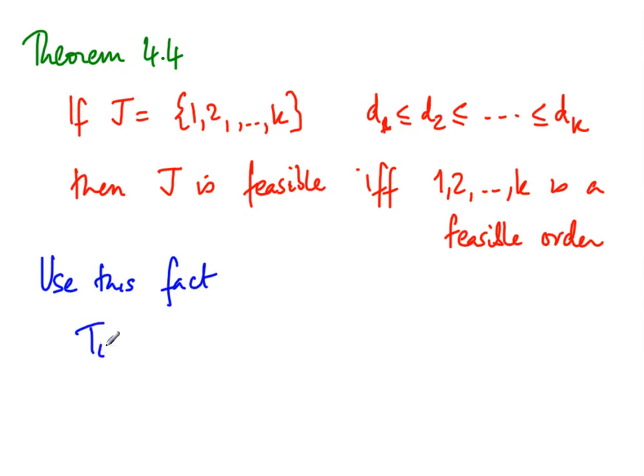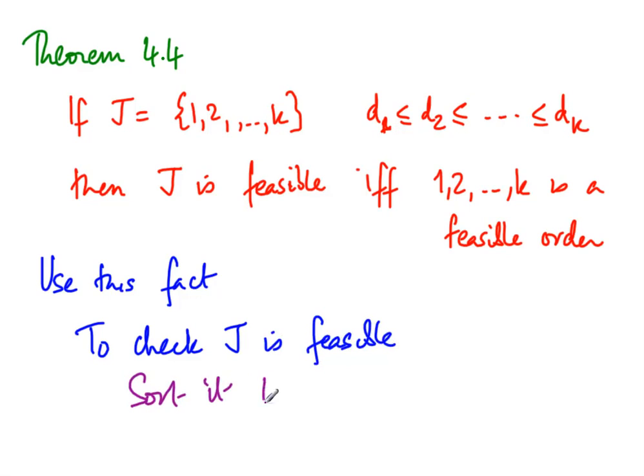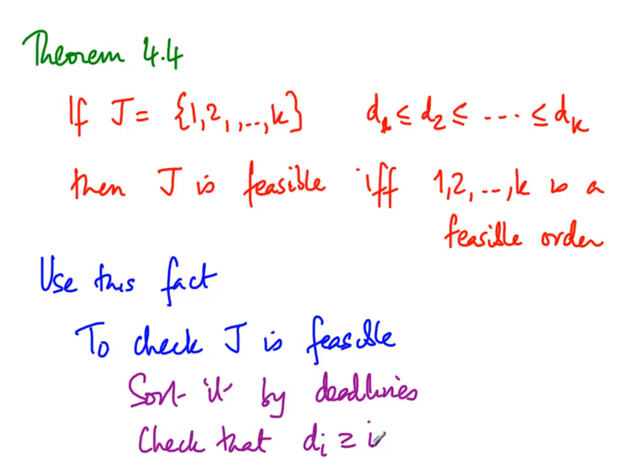what it means is that to check that j is feasible, all we have to do is first sort it by deadlines, and then we have to check that each job meets its deadline. But we know exactly when each job takes place, right? Job I happens at time I, so we have to check that the deadline of job I after the reordering, so I is the new position, is bigger than or equal to I itself, because this is the time, for every I. So checking that each job meets its deadline in this particular sequence is very easy.